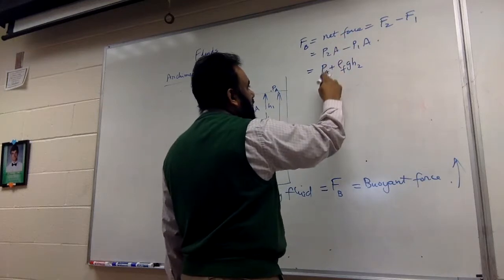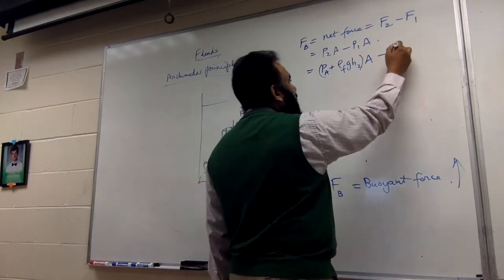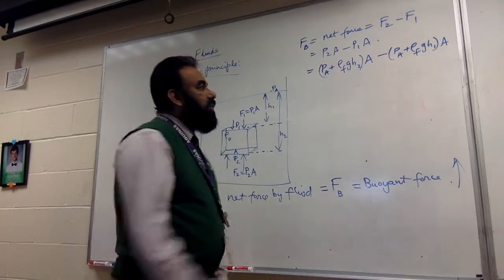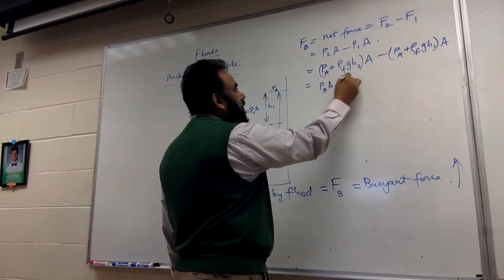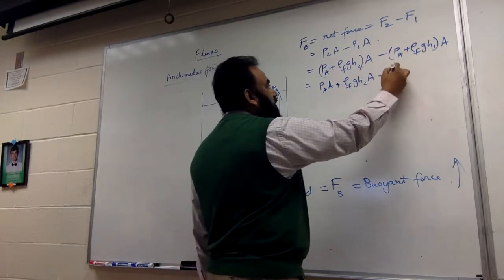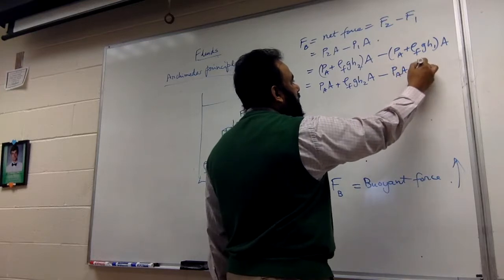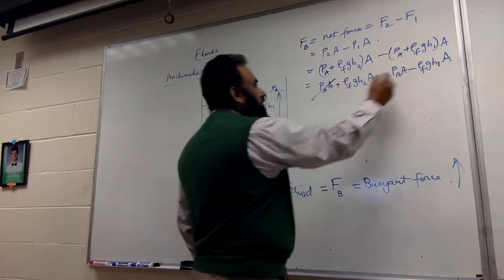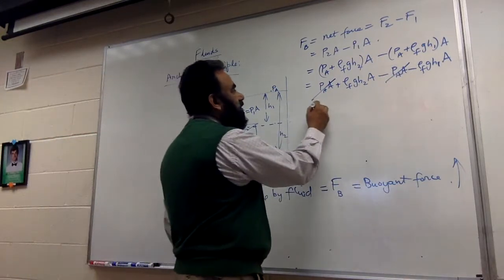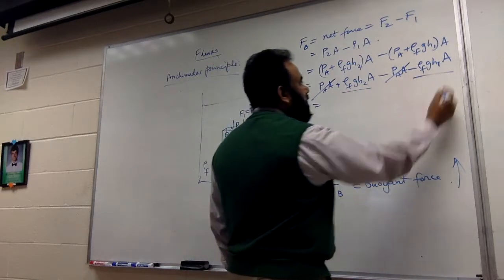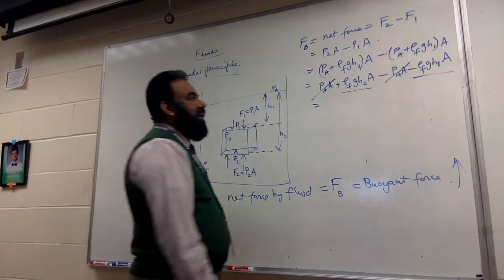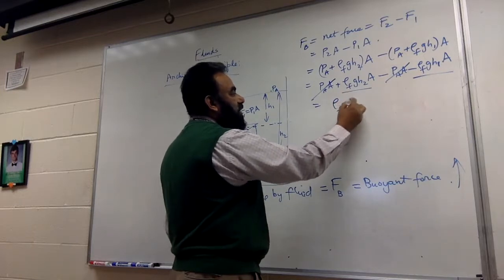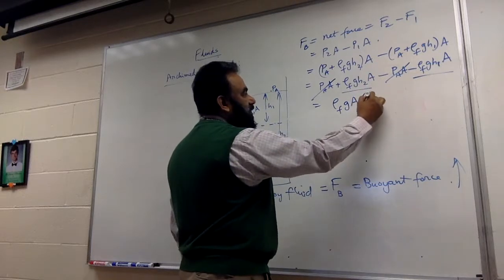Actually, I can take A common out, or you can just leave it like this. Times A minus PA plus rho F g h1 times A. Open the brackets. PAA plus rho F g h2 A minus PAA minus rho F g h1 A. And you can see that this cancels with that. And what is left out is this term minus this term. What can be taken common out of those? A and g and rho F. So rho F, g, A taken common. And what is left out is h2 minus h1.